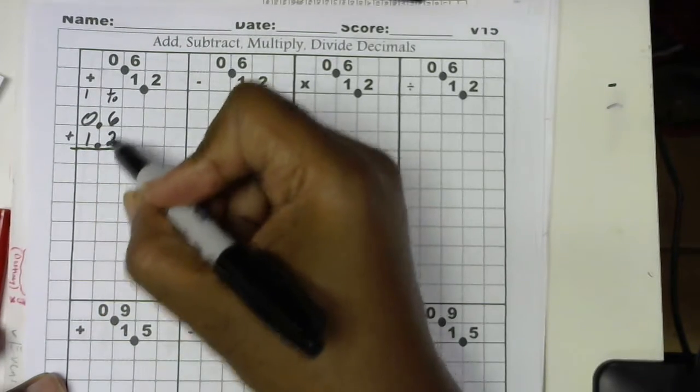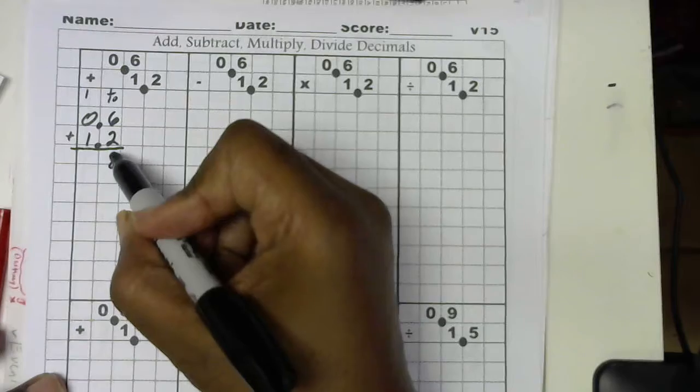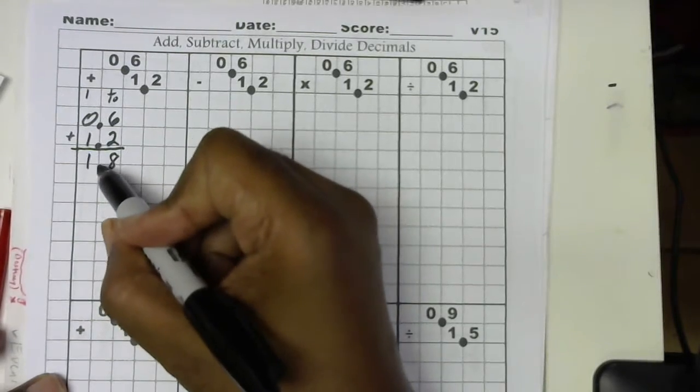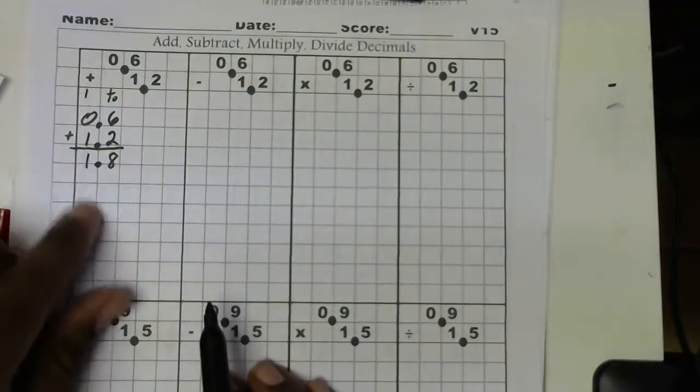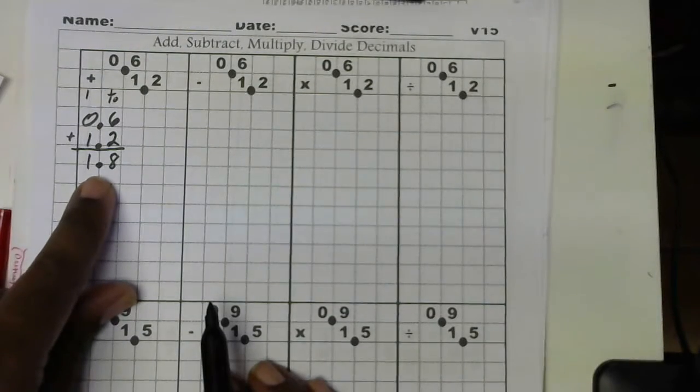And so 2 plus 6 gives me 8, and 1 plus 0 gives me 1. And then put your decimal here. And so your place values remain intact. Okay, and you should have a 1.8.